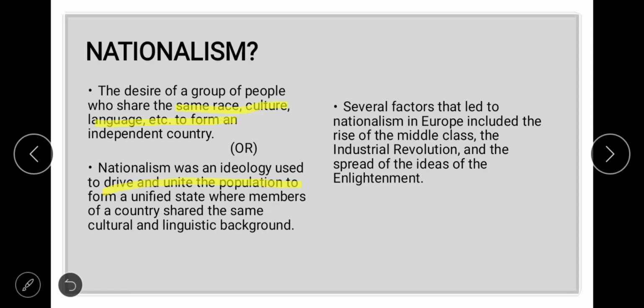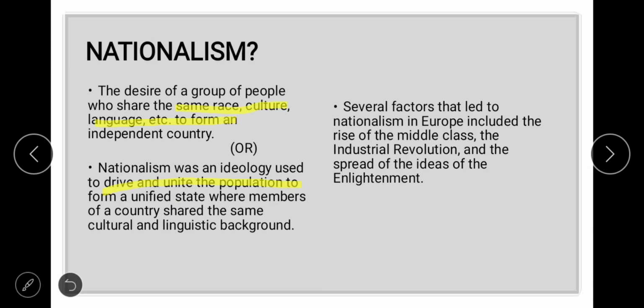where members of a country share the same cultural and linguistic background. During the 18th century, the time period our chapter revolves around, people never had the sense of unity. It was absolutist. So, what does absolutist mean? Absolutist means a government whose power is centralized, militarized, and repressive, say a form of monarchical government. In order to unite people within a defined territory, the ideology of nationalism was introduced.